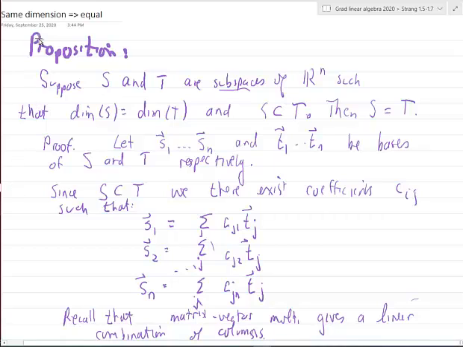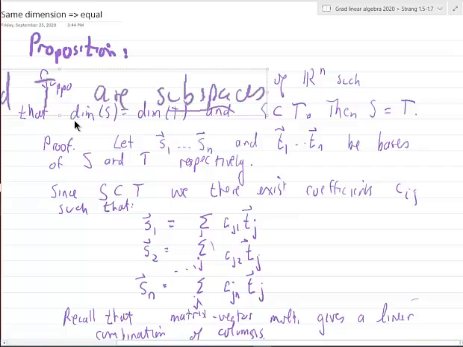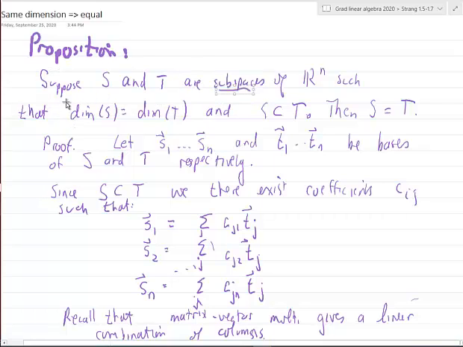Okay, so I'm going to deal first with this proposition here. This proposition says, suppose S and T are subspaces of R^n. Imagine that you know what a subspace is, and it looks like a plane or a space. It's kind of a linear set within R^n. And we're supposing that the dimensions of these two subspaces are the same. And also suppose that S is contained in T.